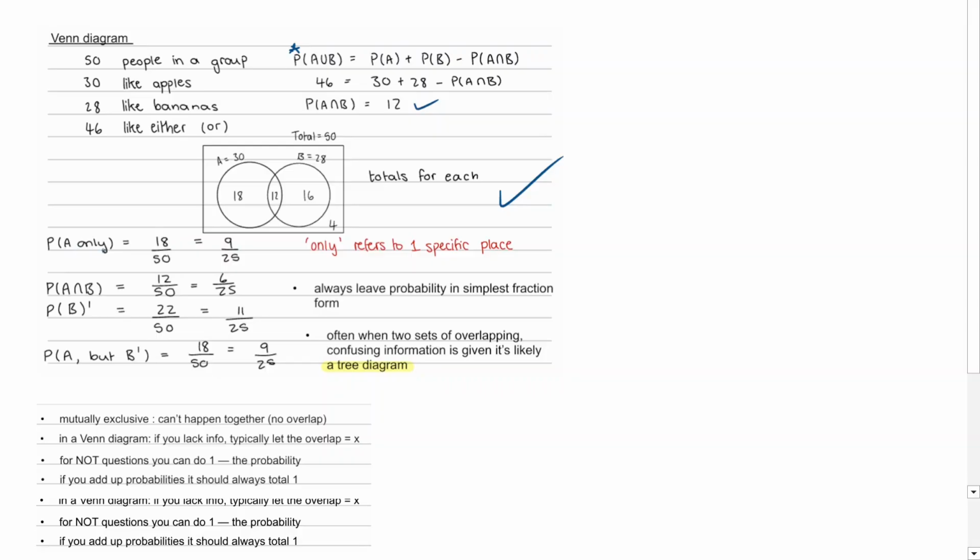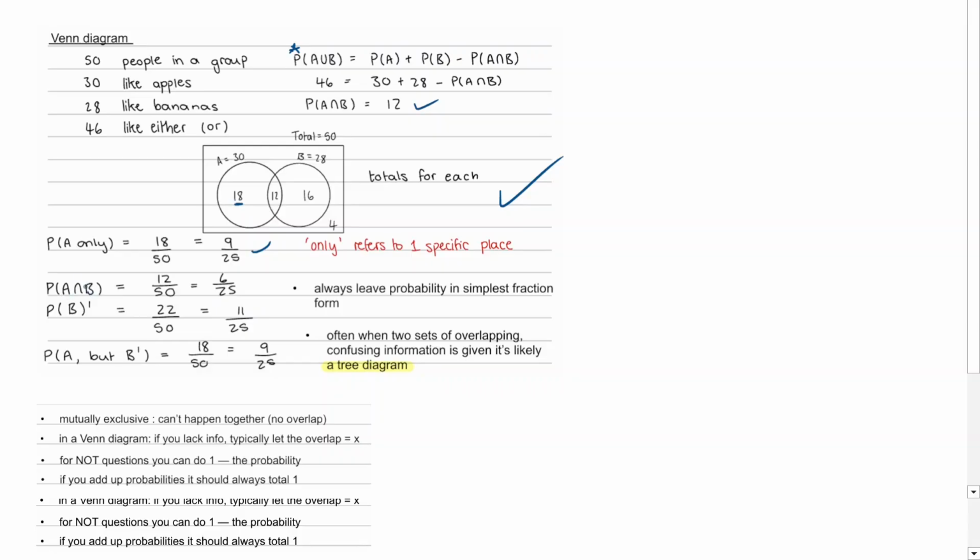Probability of A only, so like I've said here, that only refers to a very specific place. So who likes apples only? It's not the 30, it's just the 18 because they are not part of the banana circle as well. So 18 over 50, and you always want to basically punch your answer into the calculator and see if it can simplify it for you to a nicer, more understandable answer.